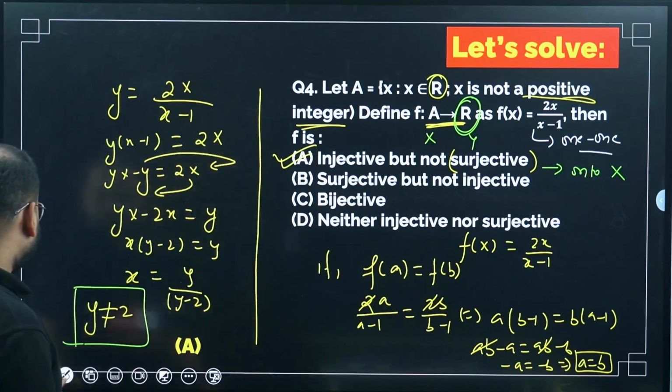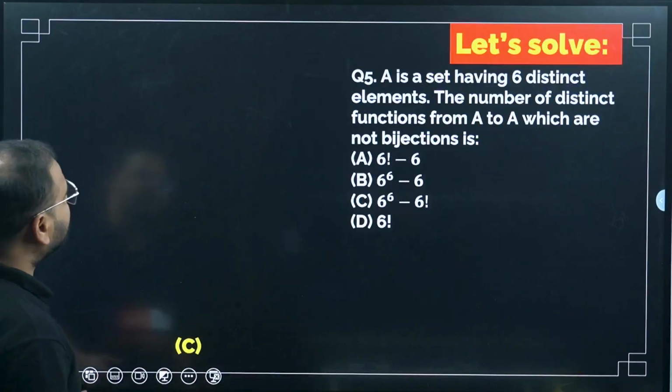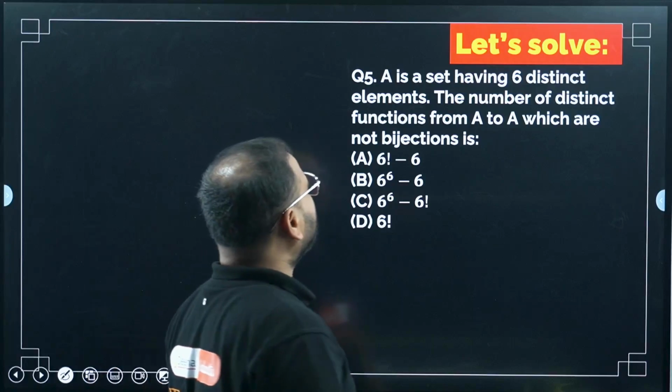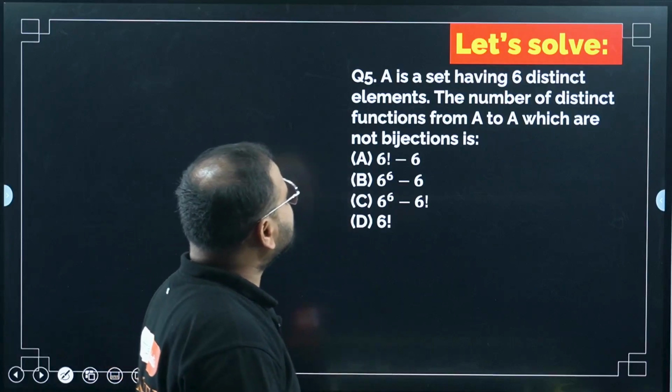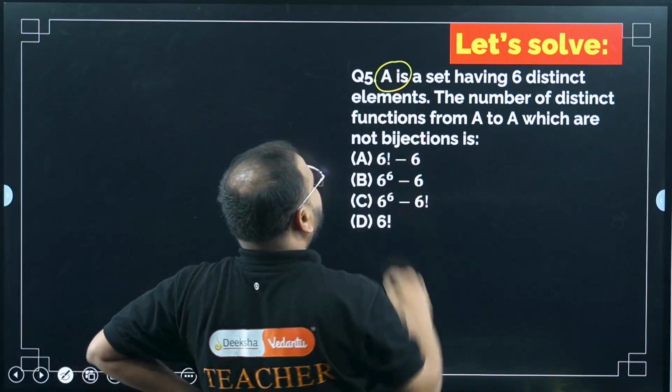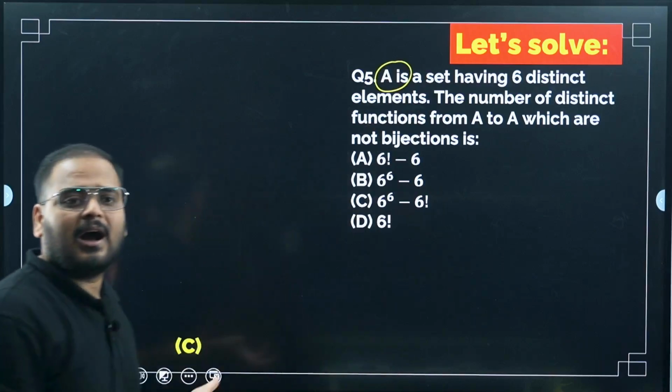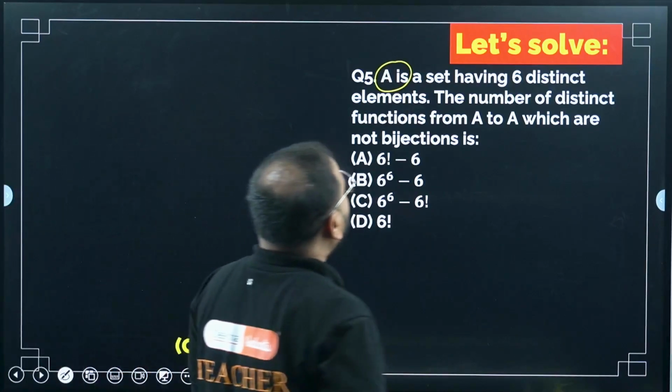Okay, I know this got a little lengthy, but some questions might. Not all questions will be very easy to solve. Some will be difficult. I have moved on to the next question. I hope you understood the previous one.